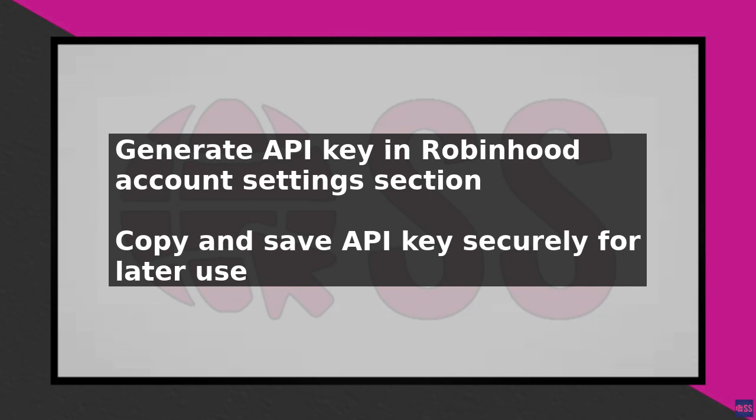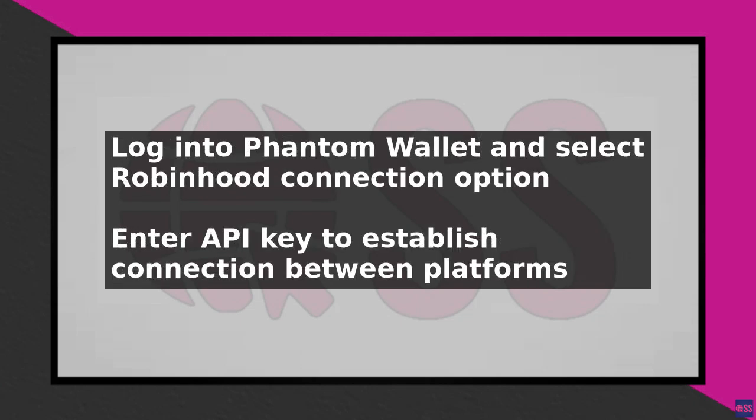After entering the API key, Phantom Wallet will connect to your Robinhood account and import your transaction history and portfolio data. This may take a few moments to complete, depending on the size of your portfolio and the speed of your internet connection. Once the connection is complete, you will be able to view your Robinhood portfolio data within Phantom Wallet and use the Phantom Wallet interface to track your investments and make trades.